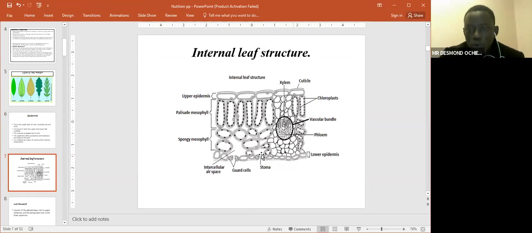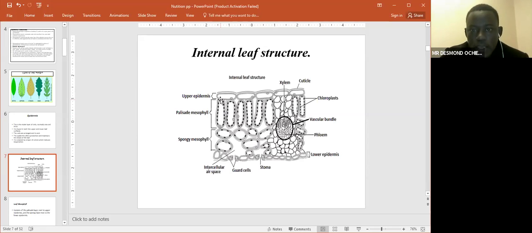It is important to know the various parts of the internal leaf structure, starting from the upper epidermis. I want you to look clearly at the upper epidermis. The upper epidermis is made up of cells, as you can see. Inside the cells we have some cell organelles; you can see some internal organelles there.